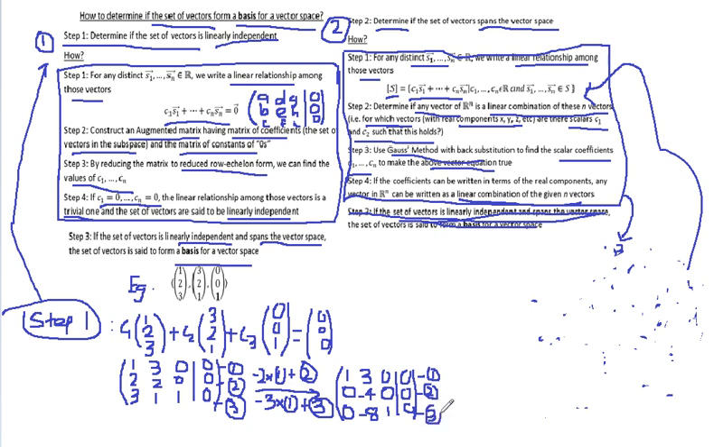So now you want to eliminate this. We add minus 2 times our row 2 to row 3 to eliminate this entry. So again, minus 2 times row 2 plus row 3.